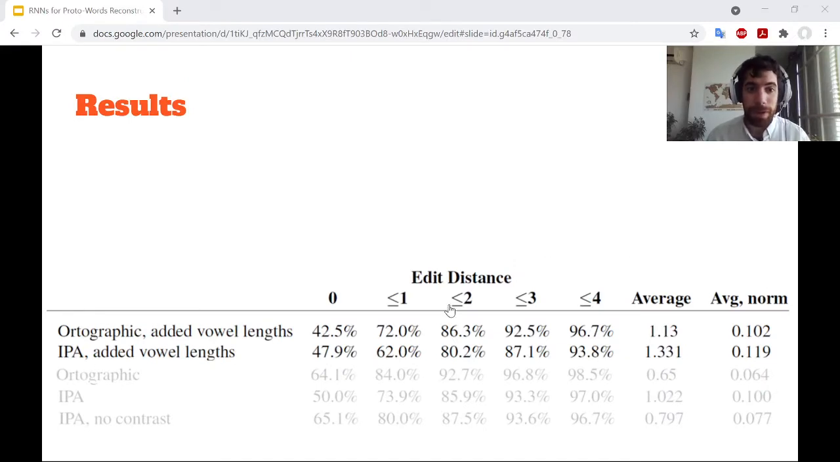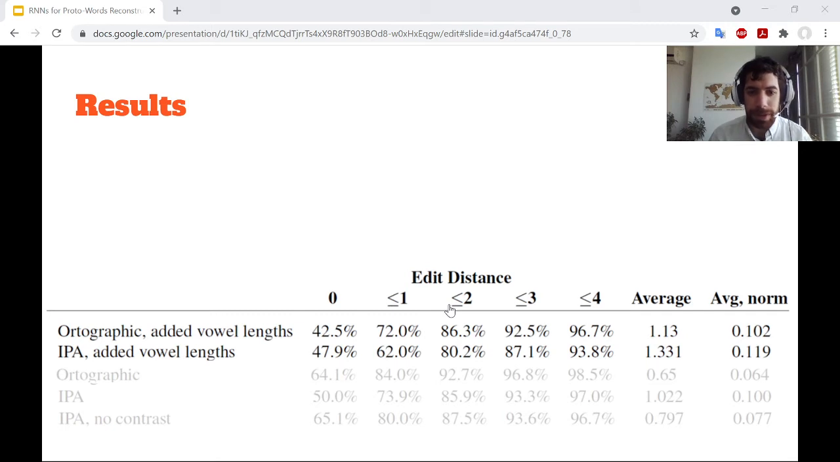Thank you, Shauli. Now we will discuss the results of the reconstruction task. In the rows, we see the two settings, orthographic versus IPA. In the columns, we first see the percentage of cases where the edit distance was at most k, for k between 0 and 4. We also measure average edit distance and normalized average distance, that is, edit distance per character. As we can see, the network performed poorly on the task, with only 42% full reconstruction for the orthographic dataset and 47% for the IPA dataset.